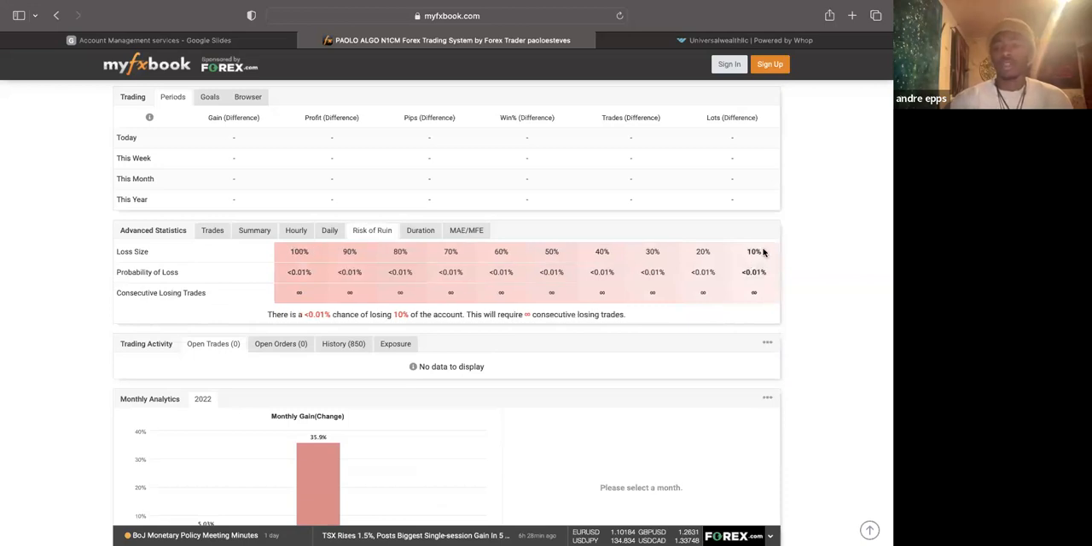The same thing with 10%. There's less than 0.01% chance of losing 10% of the account. This will require an infinite number of consecutive losing trades. So this pretty much means that it'll be impossible for you to lose 10% of your account. That is beautiful for us as investors because this is telling us that our account is going to steadily grow every single week. Really, and the bot trades 24/7.